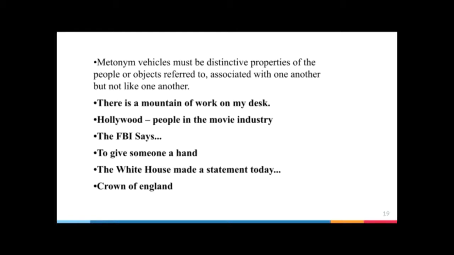The White House is also the same example as Hollywood and FBI. The White House made a statement today, so it's not the White House, but people who work there, right? But when you say the White House, you understand that they are talking about these people. And the Crown of England, meaning the Queen, right? The royals in general, actually.